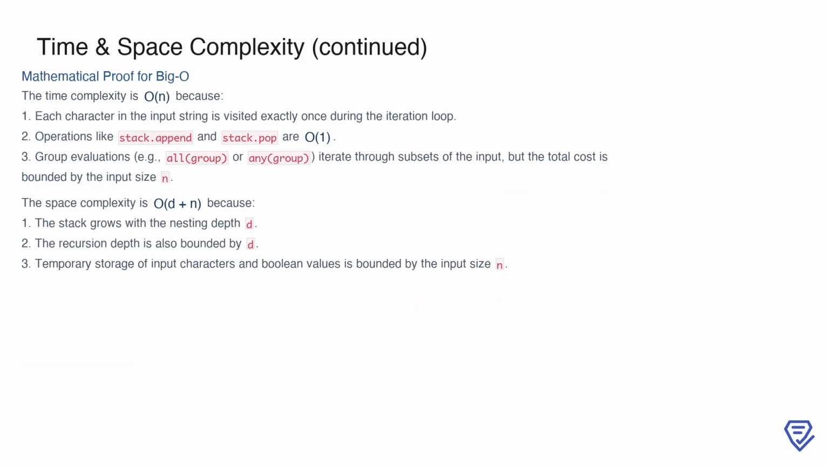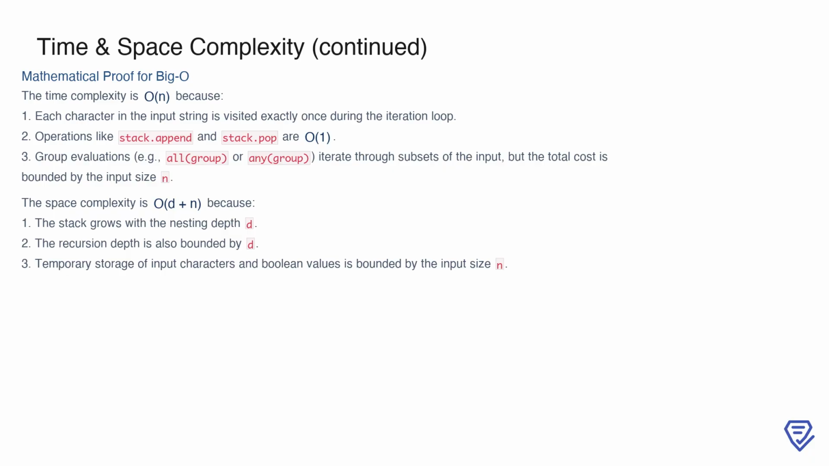Finally, let's solidify this understanding with a mathematical proof for the big O complexities. The time complexity is O(n), because each character in the input string is visited exactly once during the main iteration loop. Operations like stack.append and stack.pop are constant time, O(1). When evaluating groups using functions like all or any, these operations iterate through subsets of the input, but the total cost of all group evaluations is still bounded by the input size n.